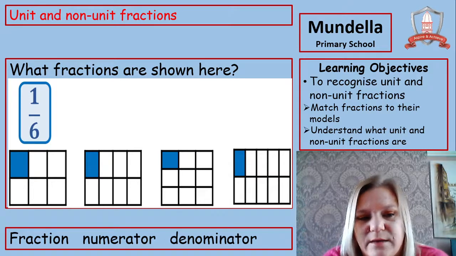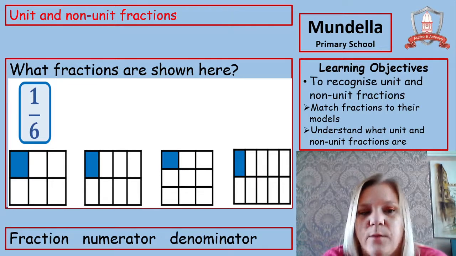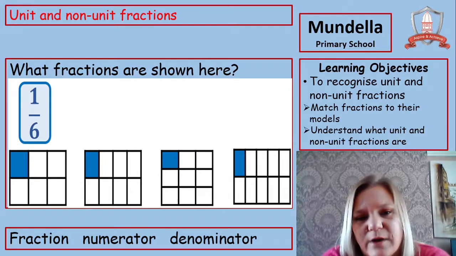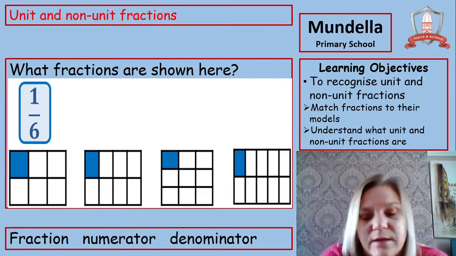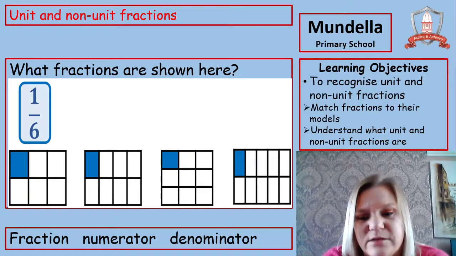You can see the shape at the bottom. It's split into 6 equal pieces, and that's really important, they're equal size, and one of those pieces has been shaded. See if you can write fractions to go with the other three models, and we'll go through it together in a moment. So just pause the video while you have a go at that.